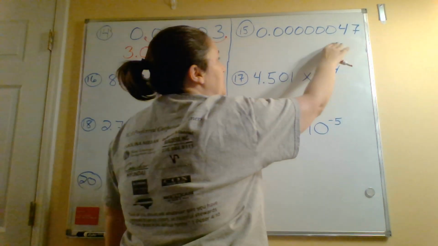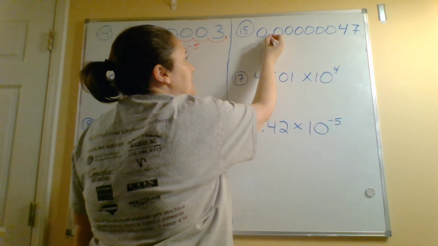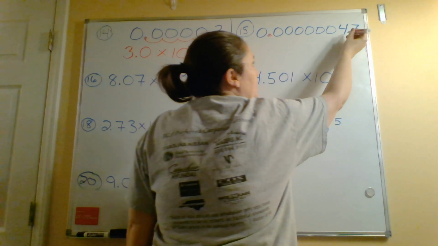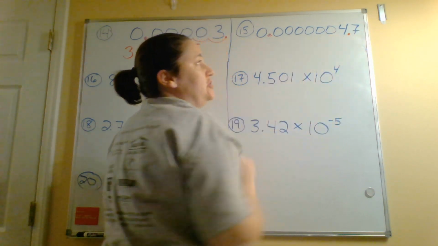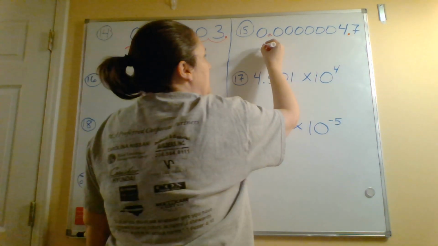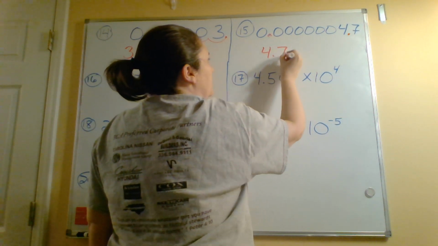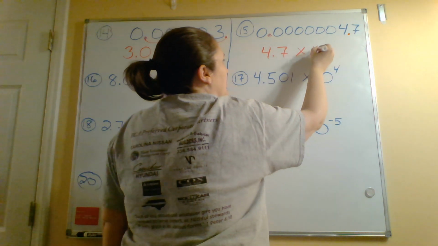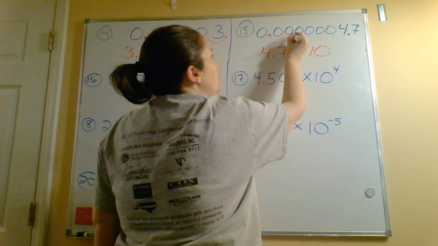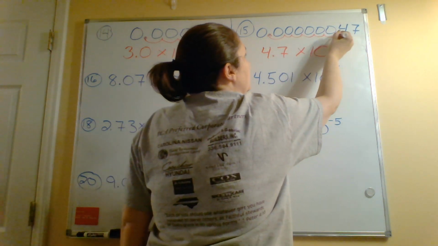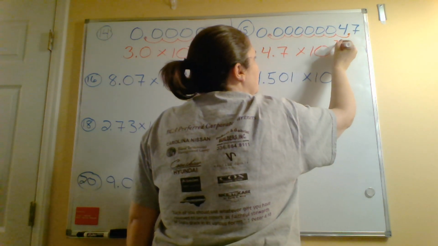Same for number 15. The decimal point is here right now. I have to move it so that it's here. We want 1 non-zero digit to be to the left of it. So the answer will be 4.7 times 10. Count how many times you move the decimal point over. 1, 2, 3, 4, 5, 6, 7 times.